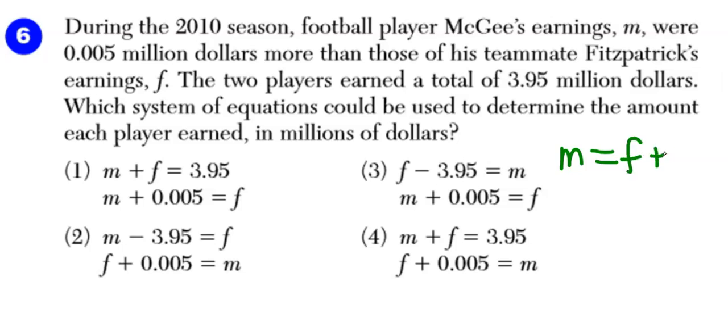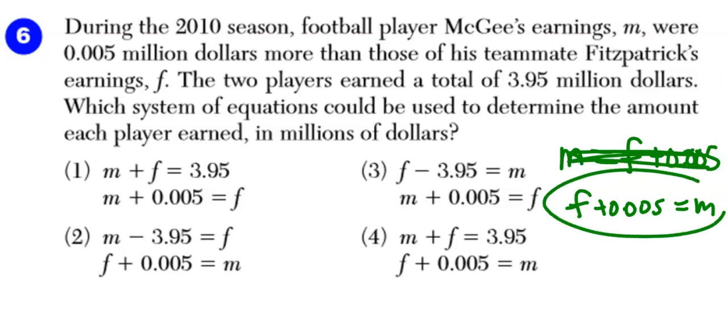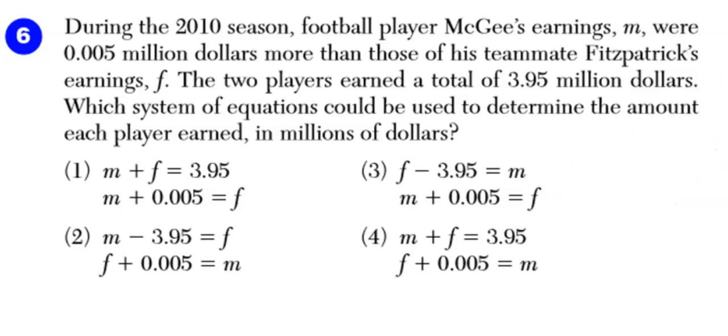So if I added 0.05 to Fitzpatrick, then I would get McGee. Another way of saying that is F plus 0.05 equals M. So it doesn't matter which way I write it. I know I'm looking for this statement, so it's one of these.